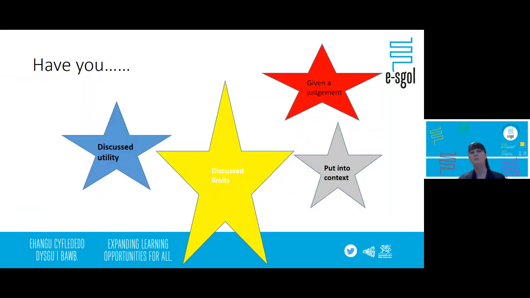So hopefully you have done all of these things in the stars when you have done a good evaluation, a source analysis. So you've given your judgments, possibly all the way through. You've put it into context and brought in what is happening at the time. You've discussed the limits of the source and you've discussed their usefulness, their utility.